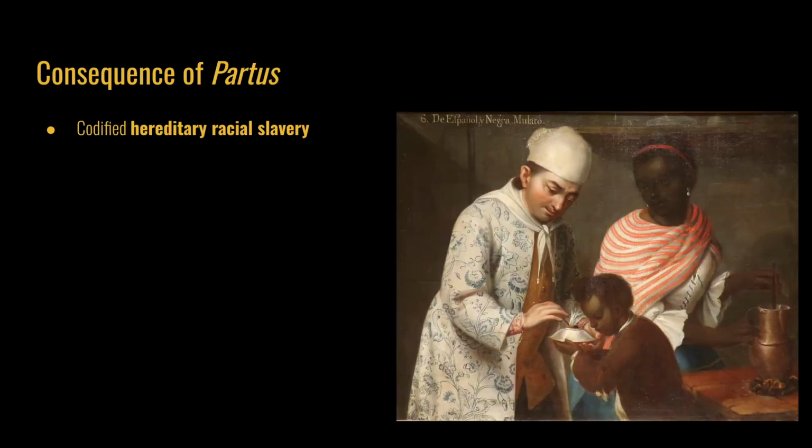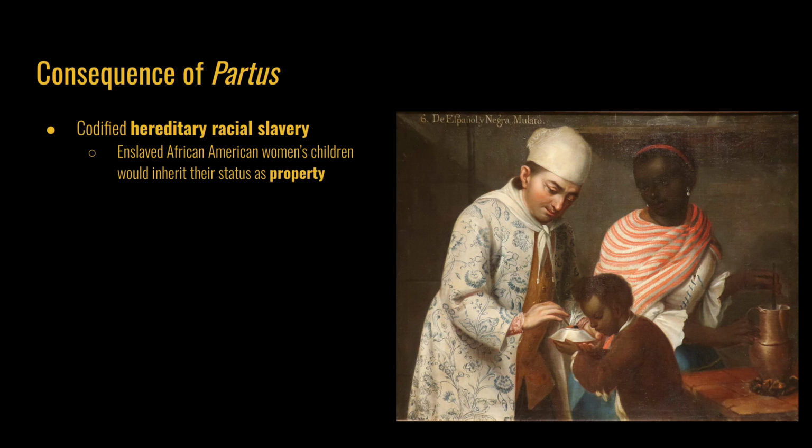For anyone who was enslaved or black, one major consequence of partus was that it codified hereditary racial slavery. This meant that the children of enslaved African women would inherit their status as property, even if the father of the child was free or white. In those cases, the offspring would still be enslaved but might be classified as mulattoes in places like New Spain, where relations between different races and castes were more socially permissible.